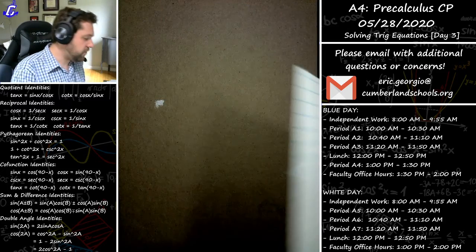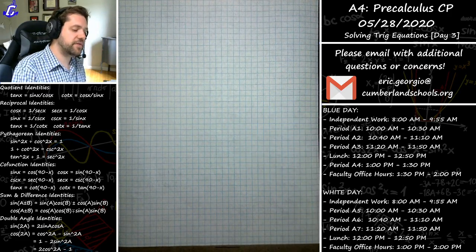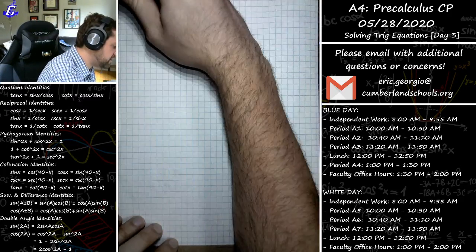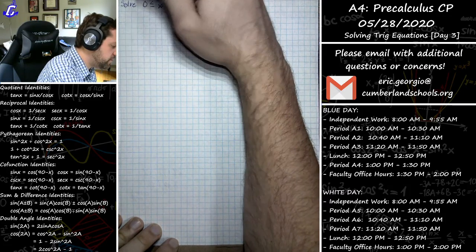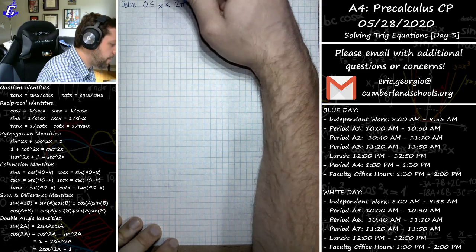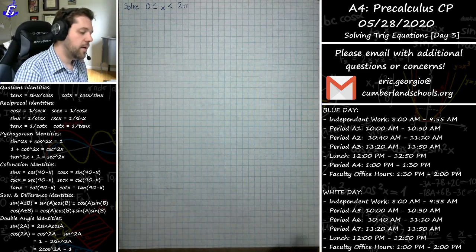Well then, let's talk radians. Ready? Instead of solving for 0 to 360 degrees, let's talk about our radians. Let's go from 0 to 2 pi. All right. Let's do a problem like this.